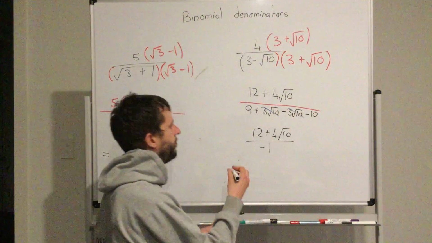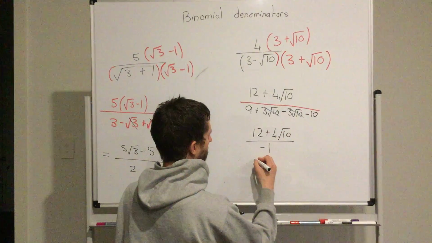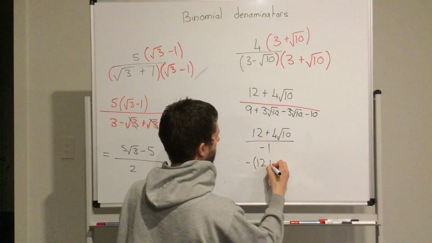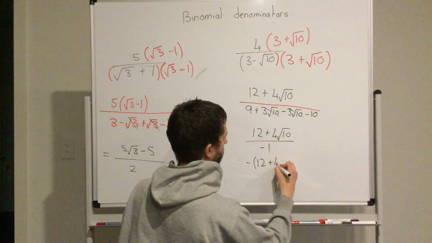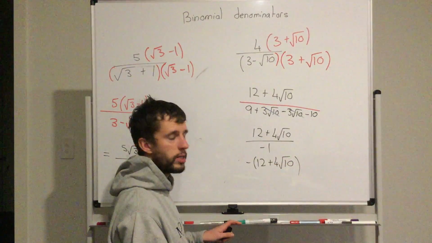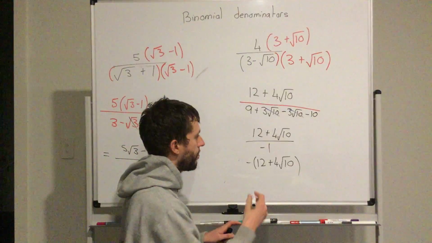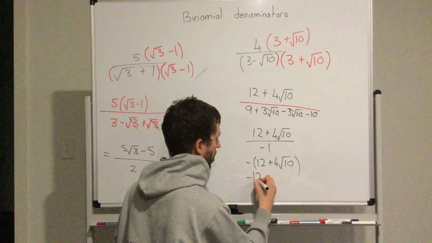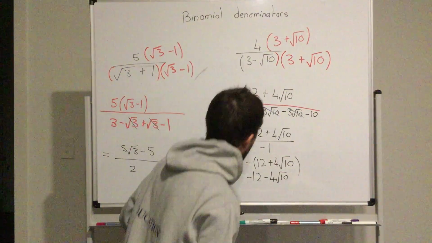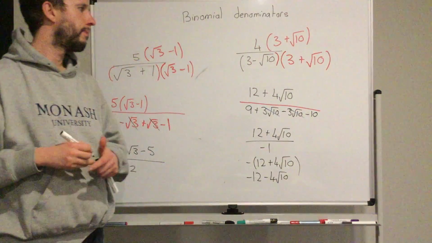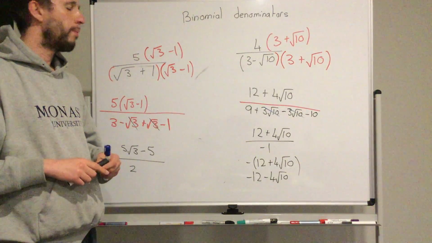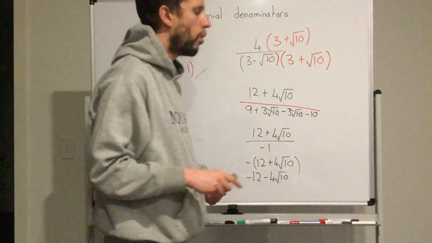So that just means that all I'm going to be doing is putting a negative on the outside and having 12 plus 4 square root of 10. Or in other words, if I want to have that negative inside, it will be negative 12 take 4 square root of 10. And there you have it. So this is our simplest form. Negative 12 take 4 square root of 10.